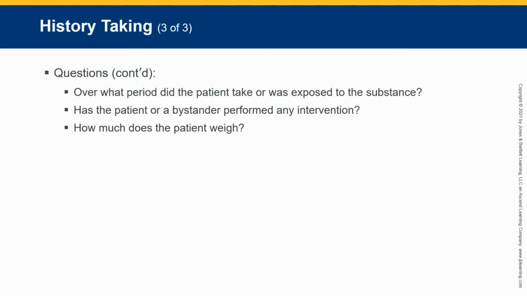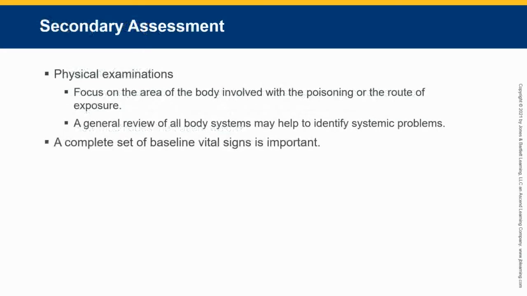And once again, we can tag in how much the patient weighs, because just like when we give drugs in the field for positive reasons, a lot of those drugs are weight-based because that determines their effect. We would want to know how much the patient weighs, because then maybe we could calculate how much of an effect the substance was going to have on our patient. For physical examinations, if it was ingested, we'd look for burns in the airway. For injections, we'd look for irritation at the site.